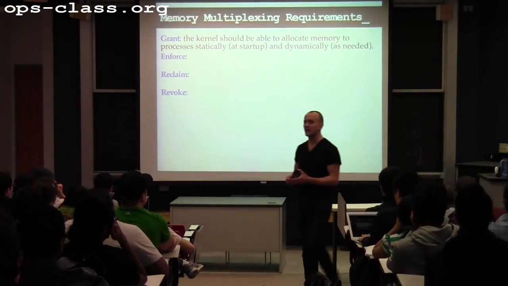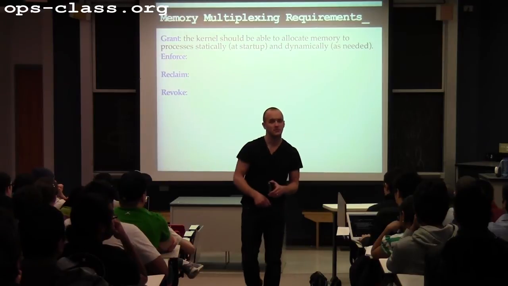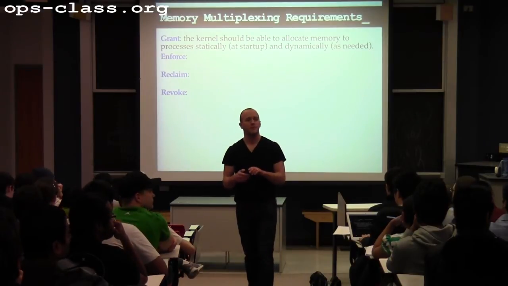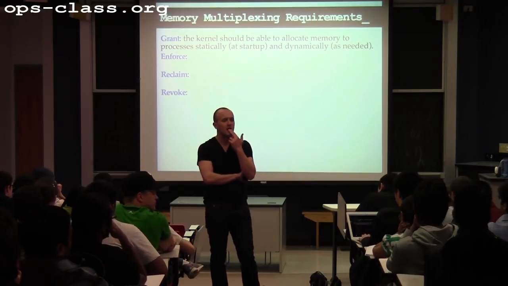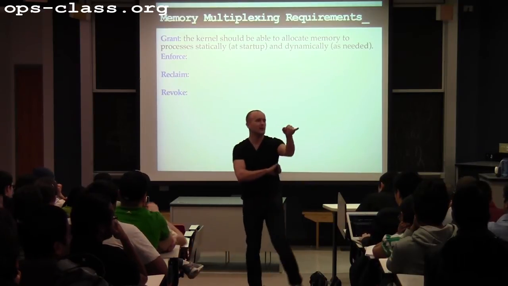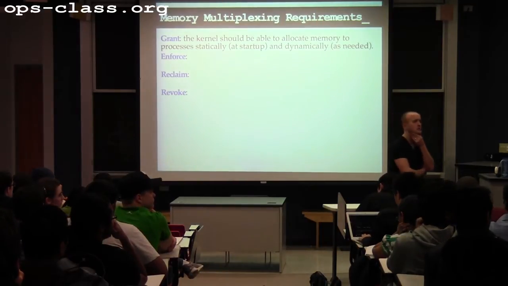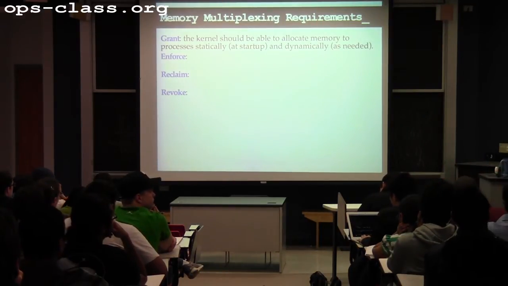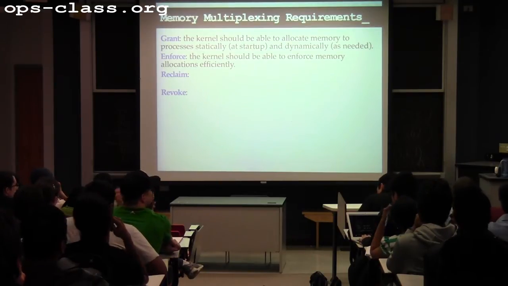What about enforcing allocations? What does that refer to? Ensure that the allocation takes place. Yeah, that's part of the grant. Prevent a process from accessing memory outside of its allocation. Right, so specifically I need to keep processes from using memory that's not assigned to them. If I don't grant you a piece of memory, I should be able to keep you from using it.